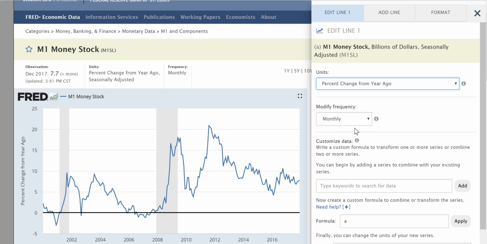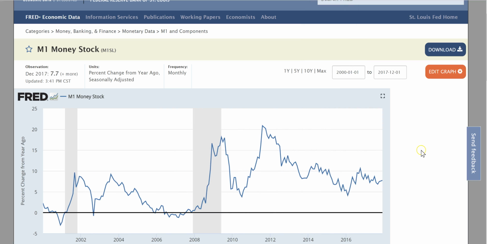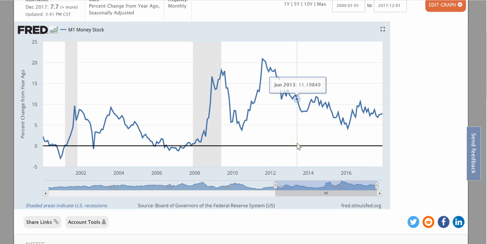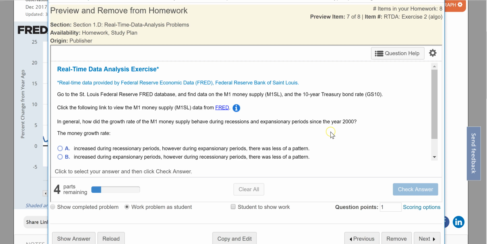You can see that right after I change to a different unit, the graph also changes. If I close this menu, the graph now shows the growth of the money supply for each month over a year ago, since the data is now percentage change over the year. So we have changed the data according to the requirement of the question.